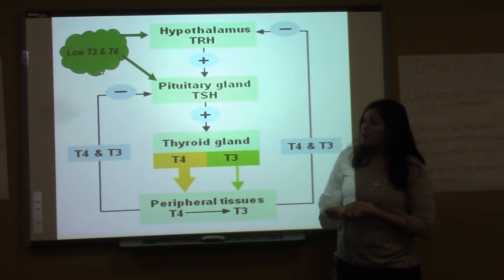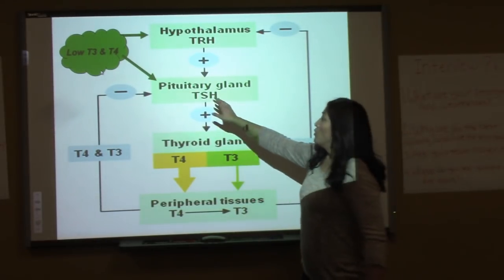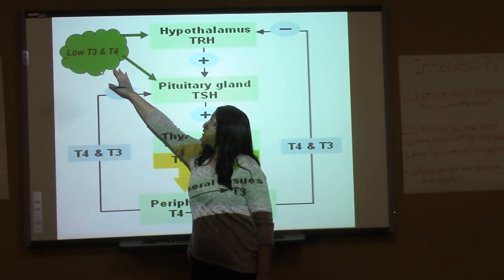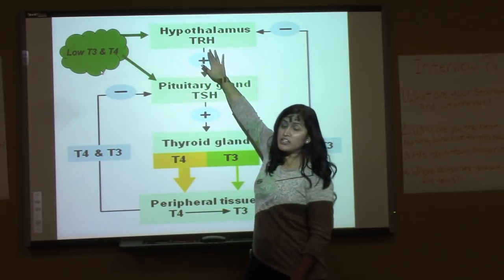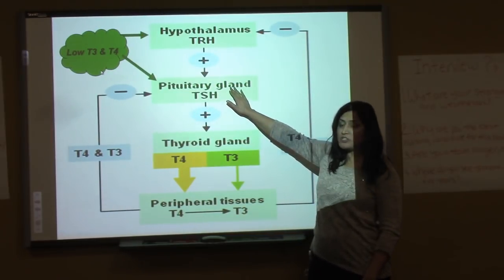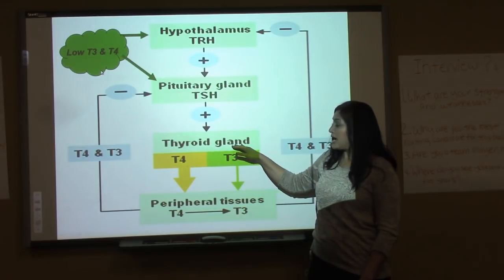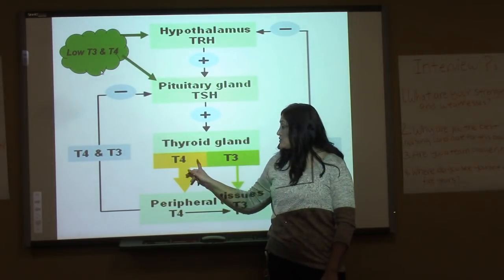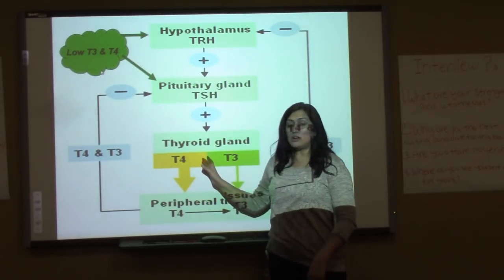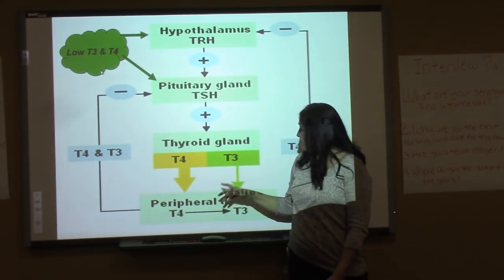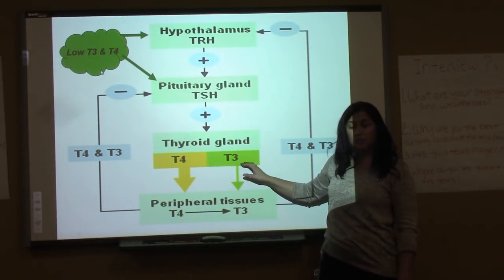Okay, so now let's talk about how T3, T4 are released. When there's a low T3, T4 in your bloodstream, that's going to stimulate the hypothalamus to release TRH. TRH is going to stimulate the anterior pituitary to release TSH. TSH will now go to the thyroid gland and cause your thyroid gland to release T4 and T3. Now, the majority of the hormone that is released is T4. Only a small portion is T3.